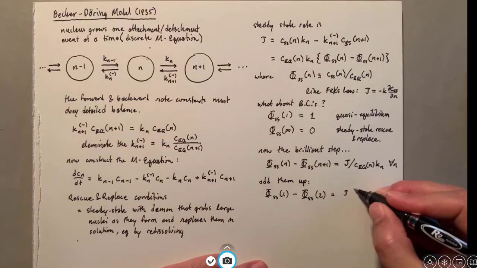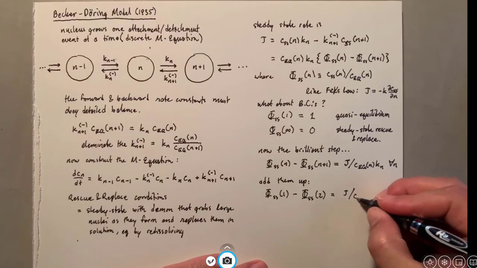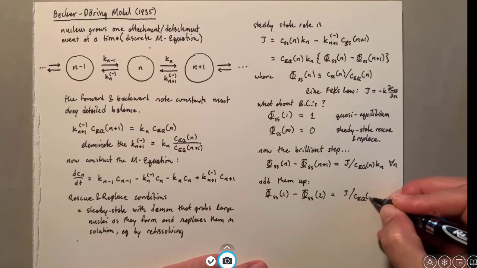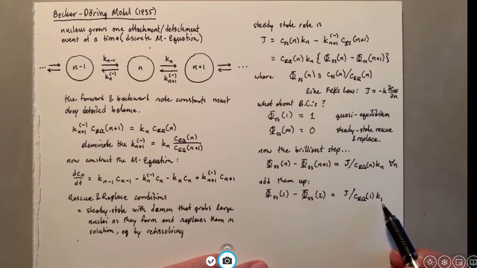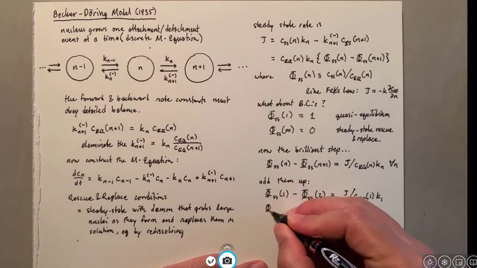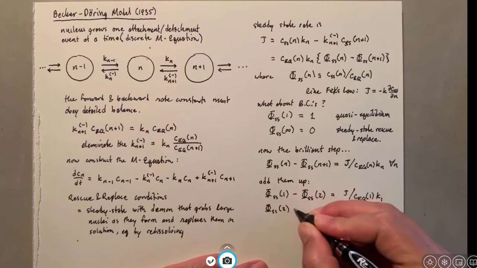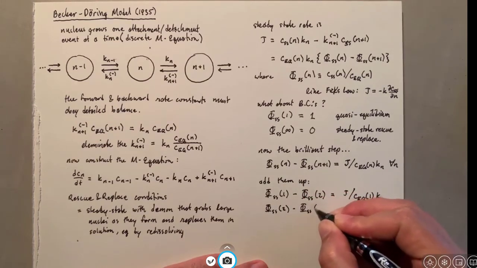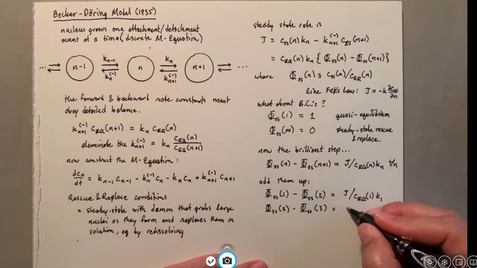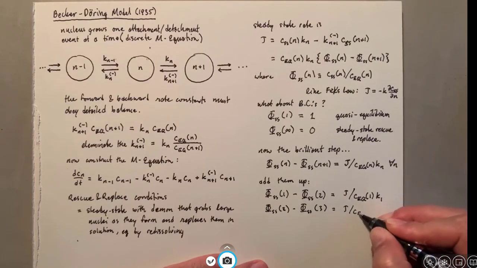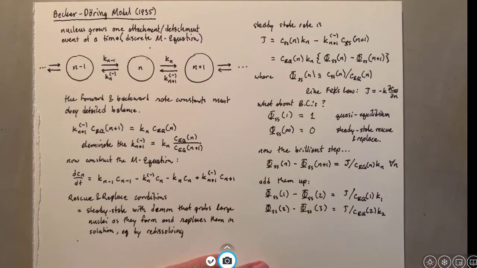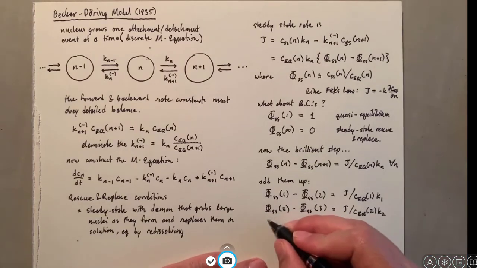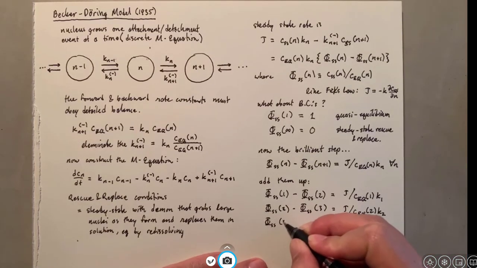So this one comes out to be J divided by the concentration at equilibrium of 1-mers times the rate of attachment to a 1-mer. Now if we do phi SS of 2-mers minus phi SS of 3-mers, then we get J over C_eq of 2 times the rate of attachment at a dimer. And we can keep on going with these equations.